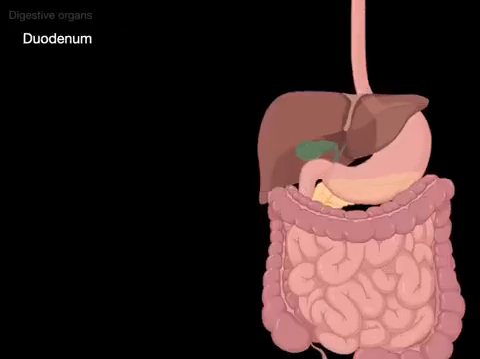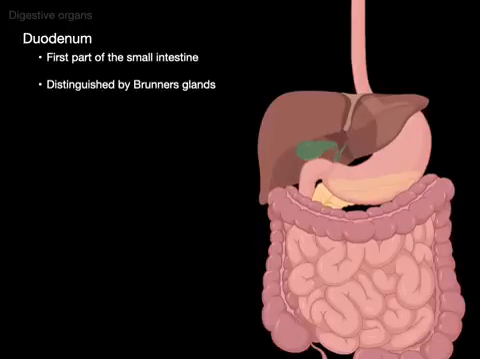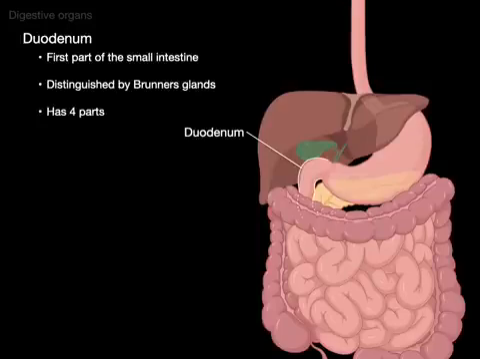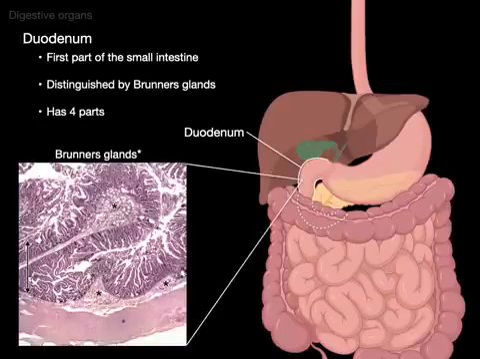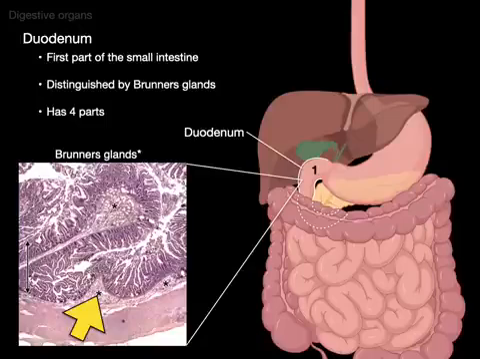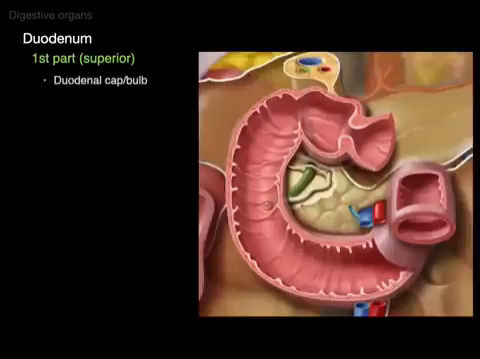Let's start with the duodenum. It's the first part of the small intestine. It's distinguished by Brunner's glands, and it has 4 parts. So there's the duodenum. It has these Brunner's glands, and these asterisks show these glands that help produce the bicarbonate that's secreted into the lumen. And then it has 4 parts. The first part of the duodenum, the superior part, has what's called the duodenal cap or bulb.